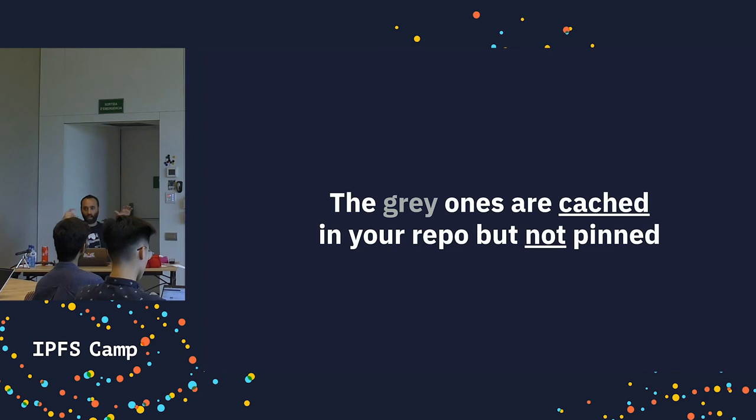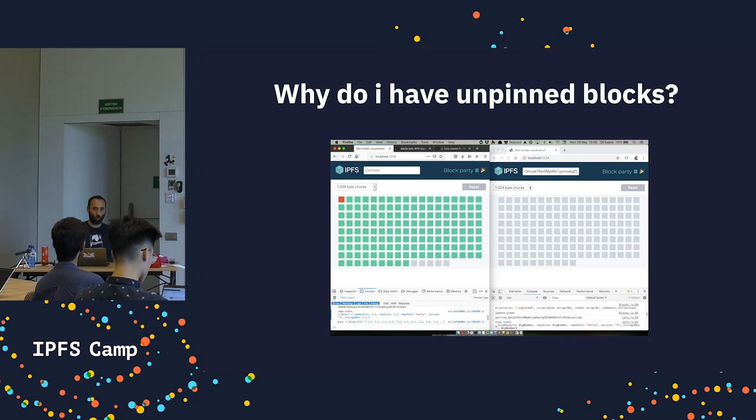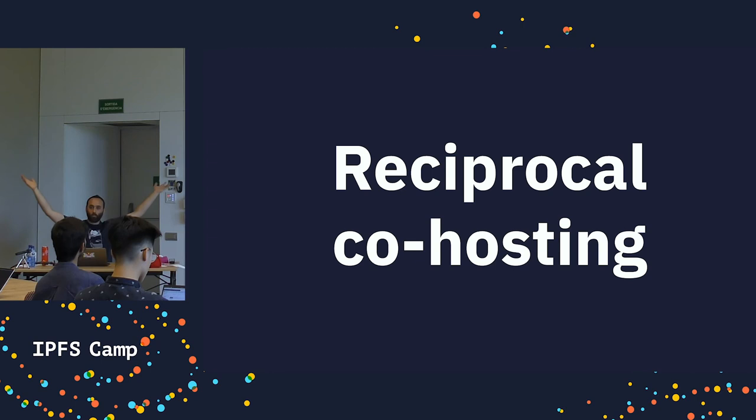So why have cached but not pinned blocks in your repo at all? Why bother? Reciprocal co-hosting, as I like to call it, or as came up from a question, don't be a leech. If you get blocks from the network, you store them in your repo so that you can be a provider. But it's useful to have this kind of two-level thing. As with torrents, you download some bits, you then become someone who can reprovide those bits. Pinning is really a mechanism for managing what to garbage collect and what not to.